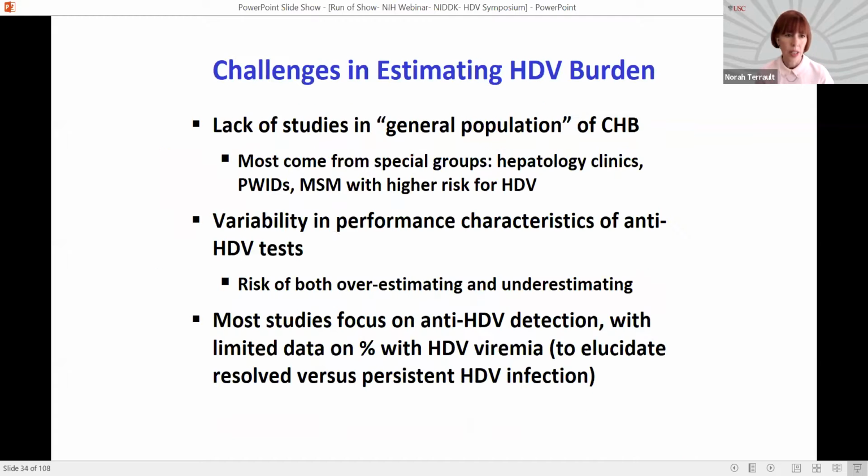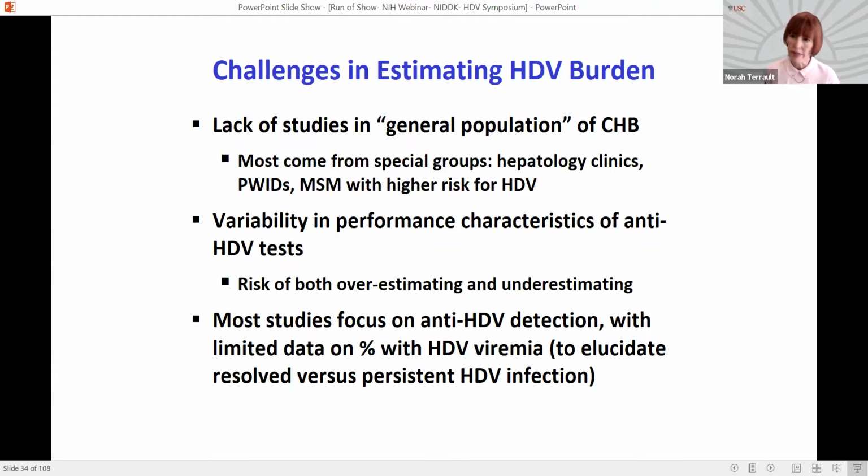So in terms of estimating HDV burden, I think we have several challenges in coming up with accurate estimates. The first is just the lack of studies, particularly in the general population of chronic hepatitis B patients. Many of the studies are done in special groups, those that are at higher risk. And often, even when you look at studies, say, for example, from the veterans, only a small proportion of the chronic Hep B patients have been tested. So how we select who gets tested is part of the issue.